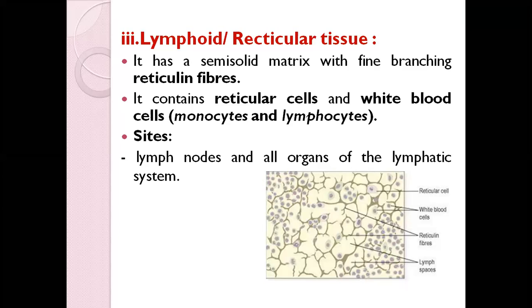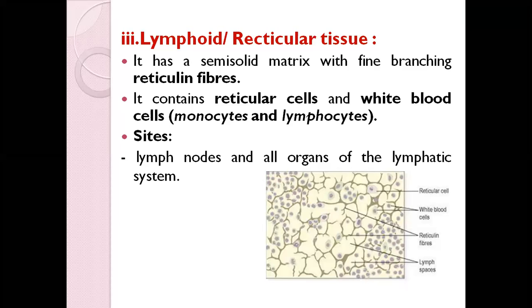nodes. Why lymph nodes? Because the lymph nodes are that area of the body which really helps in carrying and is involved in immunity. And it is also found in all organs of the lymphatic system. This lymph and lymphatic system you'll be learning in another chapter separately. We have one unit in your anatomy which is called the lymphatic system.